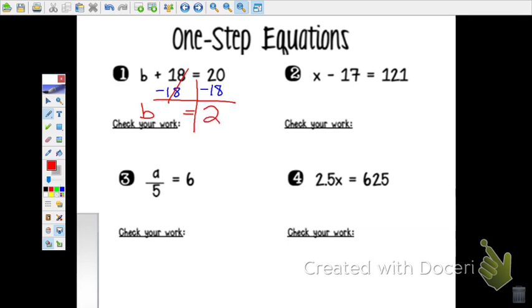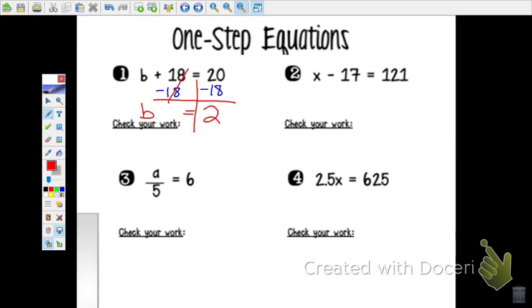So again, when you are doing your homework assignment, you're going to write it vertically, just like you see me doing here. They give you a place to check your work. At this point in time, I'm not going to have you write out the check, but that's the good thing about algebra, is that you can check your work. You should know when you are done with an assignment, when you turn in a quiz or a test, that your answers are correct if you have checked them. These basic one-step equations, you can do that mental check. If I put 2 in place of b, 2 plus 18 does equal 20.